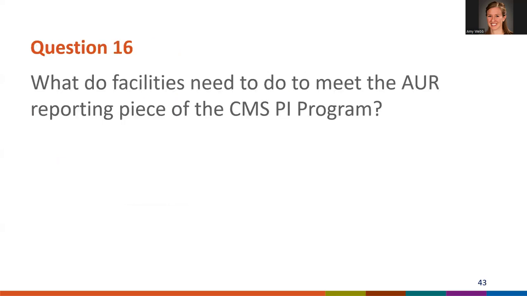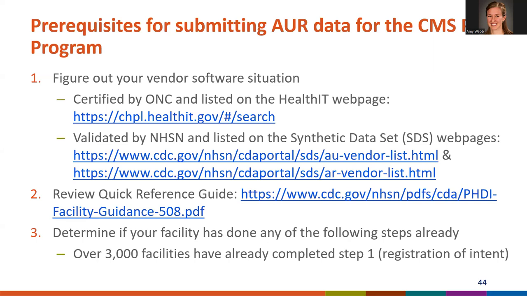All right, so what do facilities need to do to meet the AUR reporting piece of the PI program? We have some prerequisites. First, you're going to figure out your vendor situation. As we've already mentioned, the vendor has to be certified by ONC and listed on their Health IT webpage. In the bonus slides at the end of the deck, it walks you through how to find the specific part on the ONC Health IT webpage for AUR vendor. So check out those bonus slides.